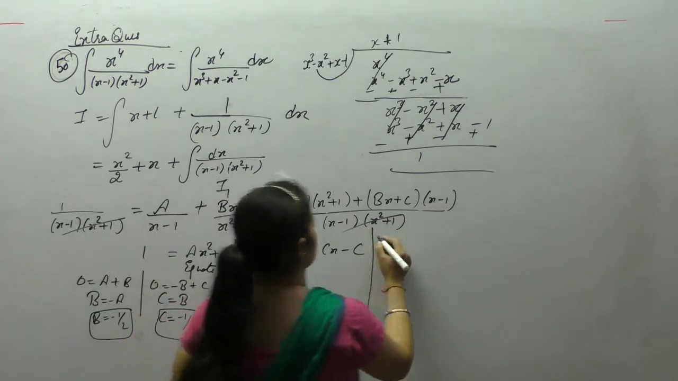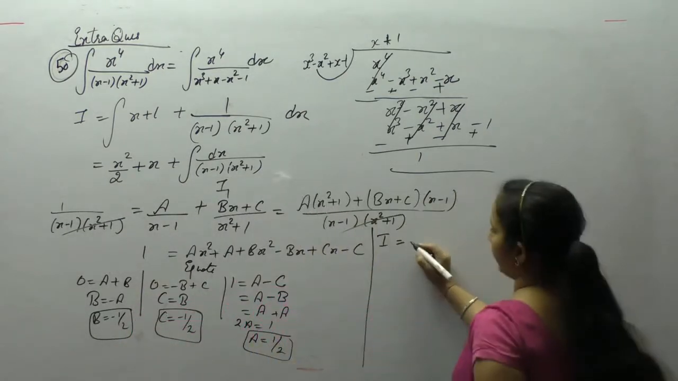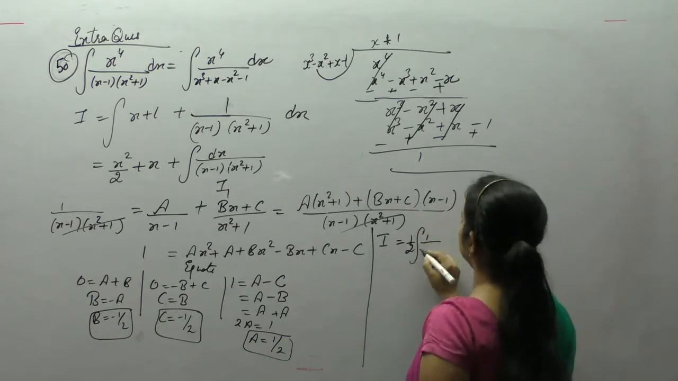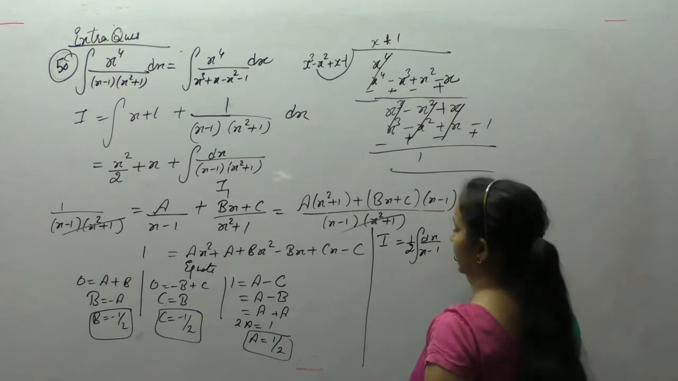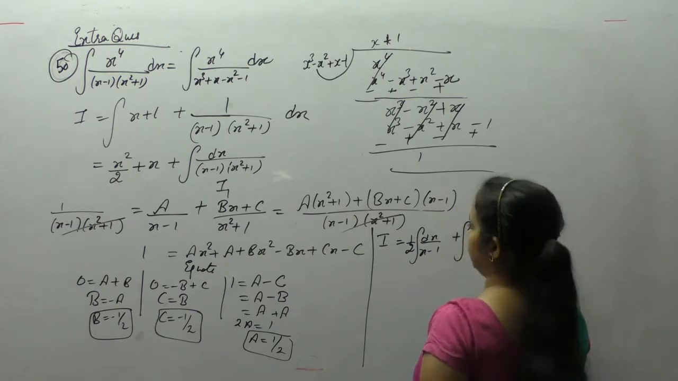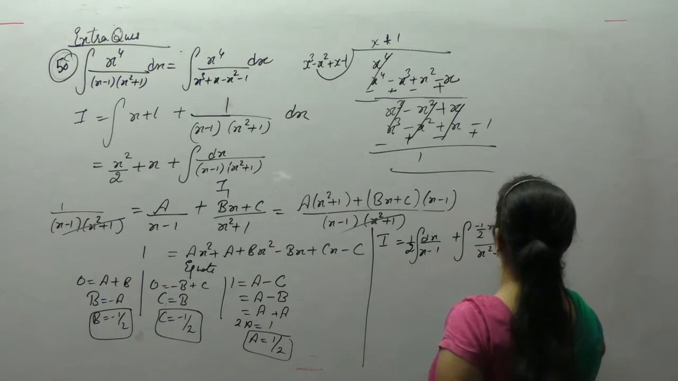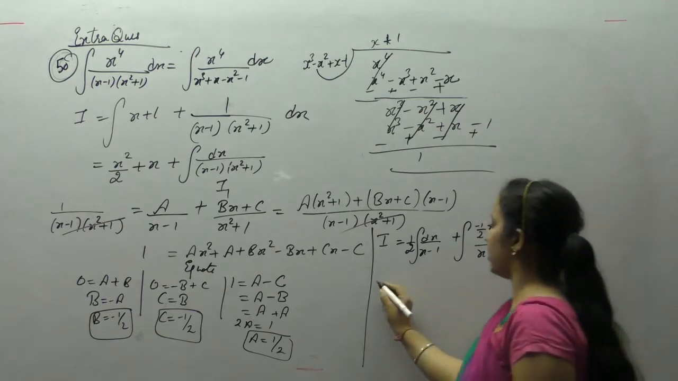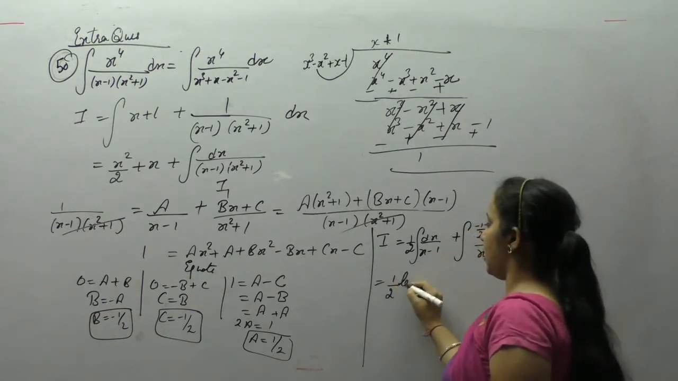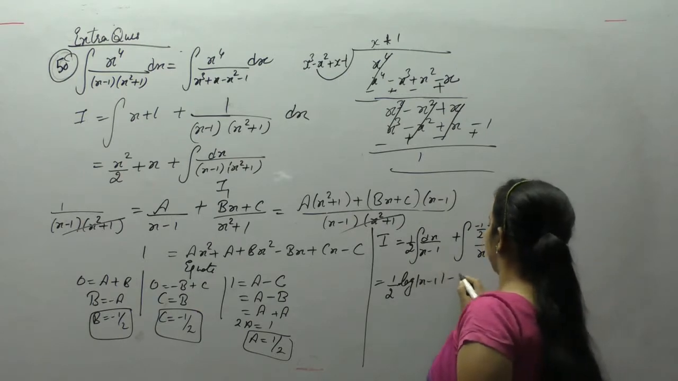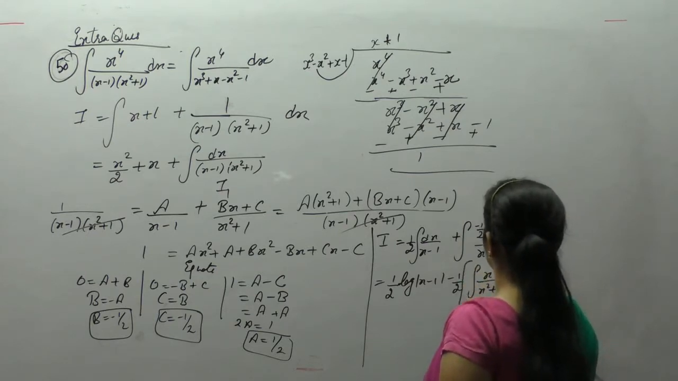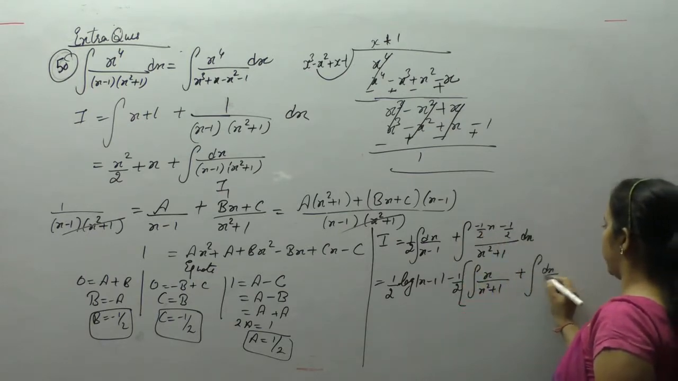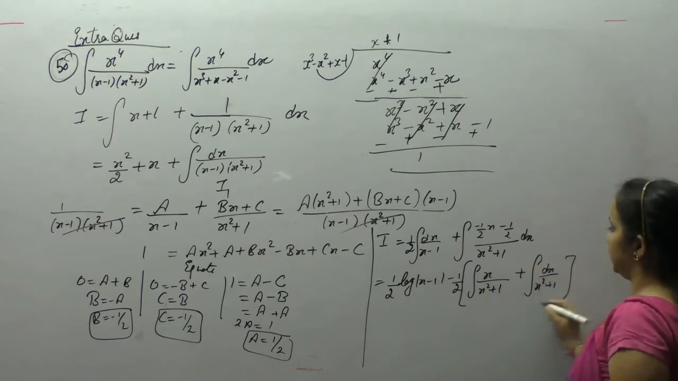Put these values. A upon x minus 1, Bx plus C, minus 1 by 2 x minus 1 by 2. Take minus half common. Log of x minus 1, minus 1 by 2 common, x upon x square plus 1 plus 1 upon x square plus 1.